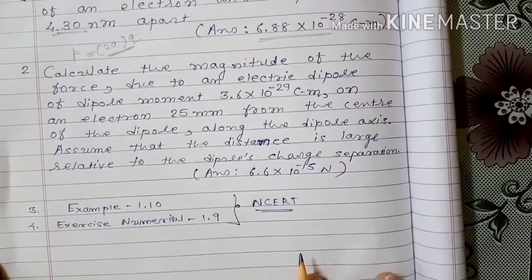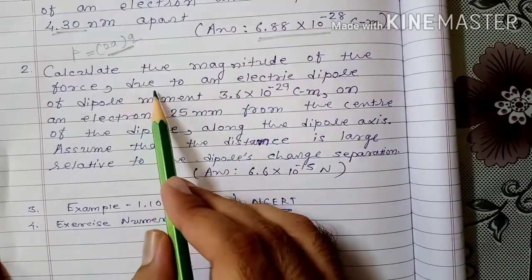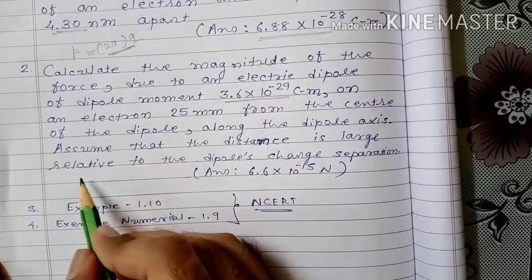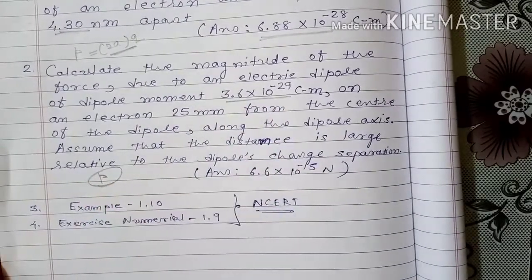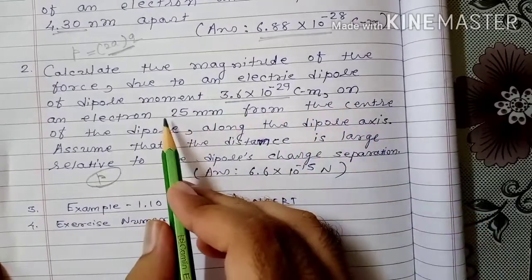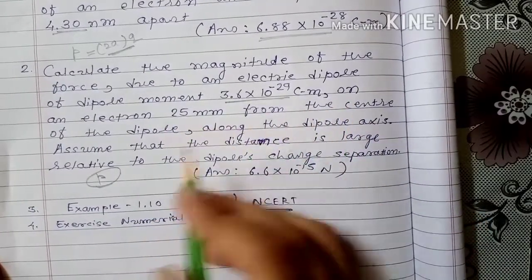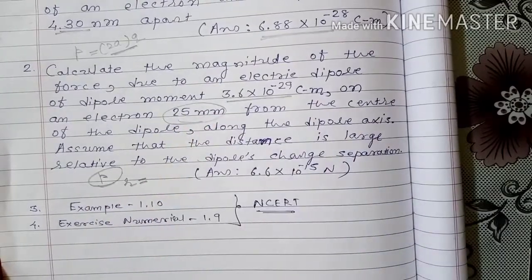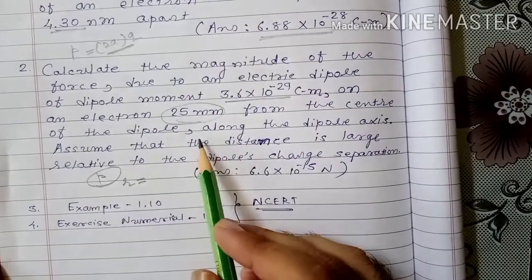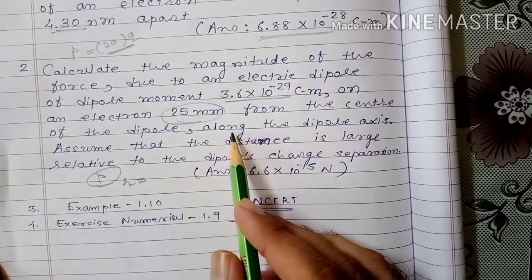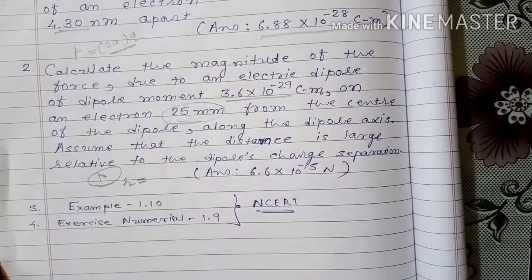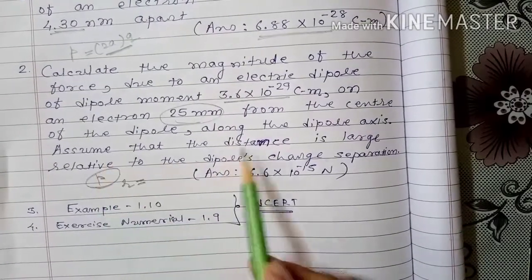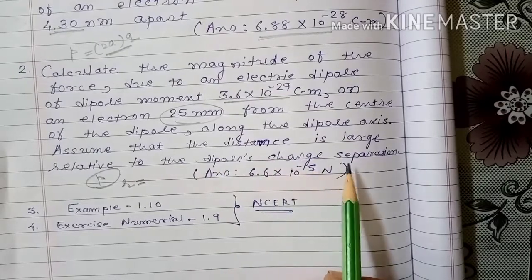Second numerical: calculate the magnitude of the force due to an electric dipole of dipole moment, which is given to us as P, on an electron 25 nanometer from the center. R is given to us as 25 nanometer. Along the dipole axis, it means this electron is placed at a point on the axis of the dipole. Assume that the distance is large relative to the dipole's charge separation.